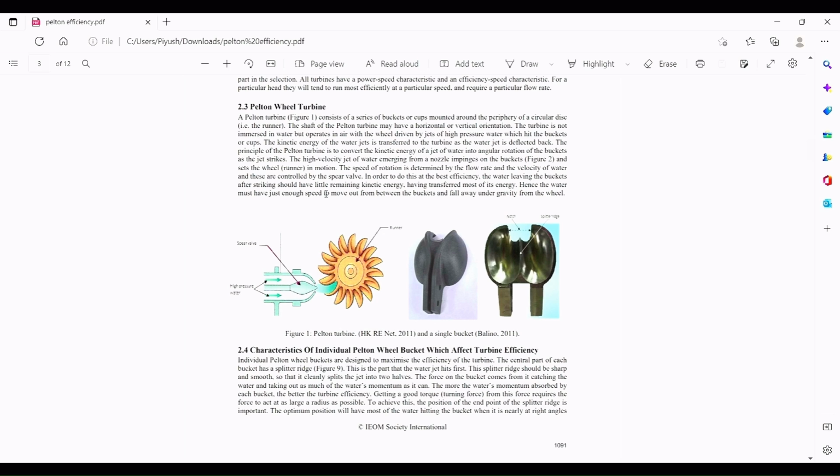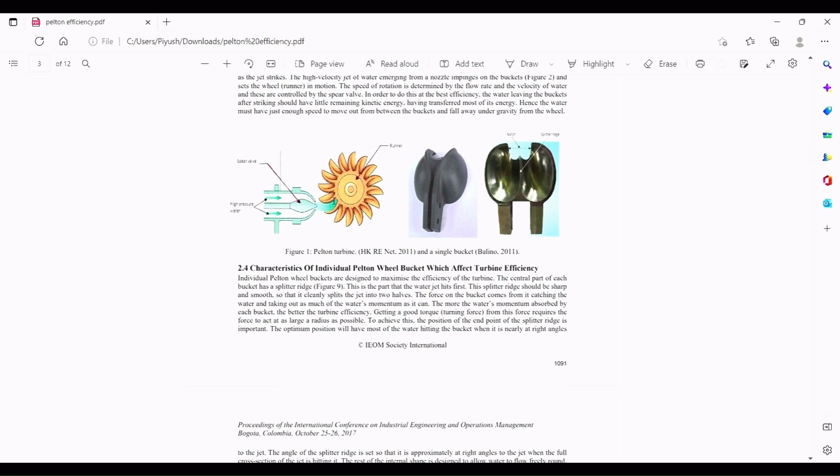The speed of rotation is determined by the flow rate and the velocity of water, and these are controlled by the spear valve. For best efficiency, the water leaving the buckets after striking should have little remaining kinetic energy. Having transferred most of its energy, the water must have just enough speed to move out from between the buckets and fall away under the gravity of the wheel.